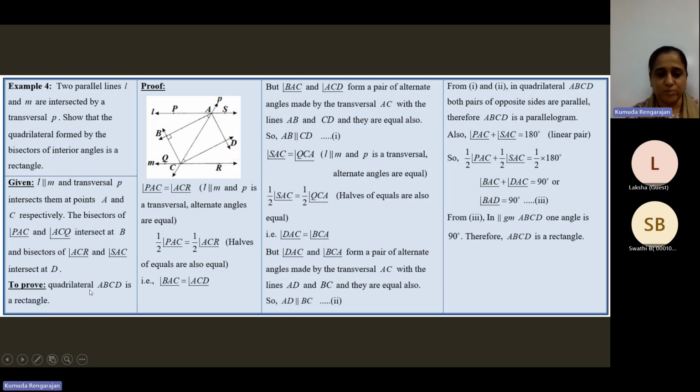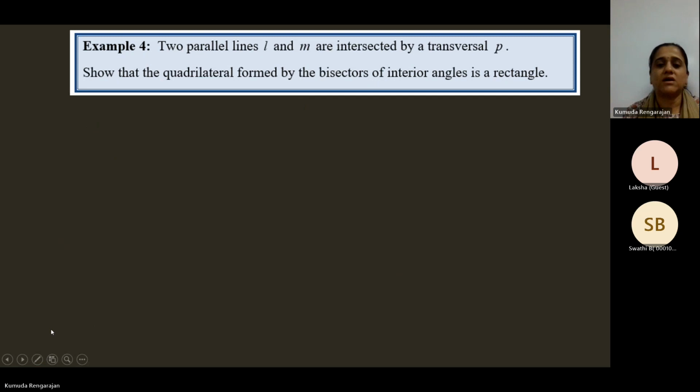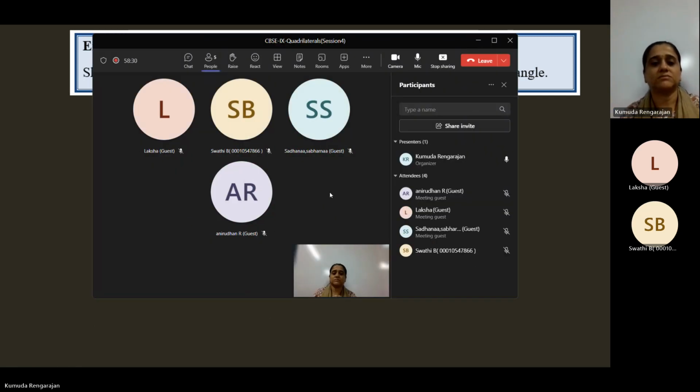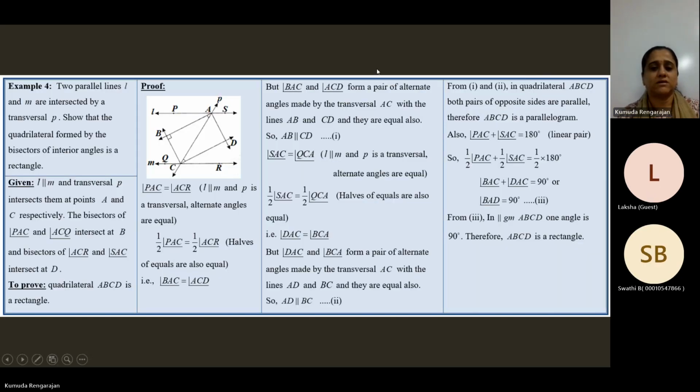I want you all to go through this proof. We'll see it again because online students somewhat understood. Anirudhan, Laksha, Sadhna, Sabarna, Swati. Yes, ma'am. Okay, please go through the proof. We'll do it together again. Just read through the proof. We'll discuss again.